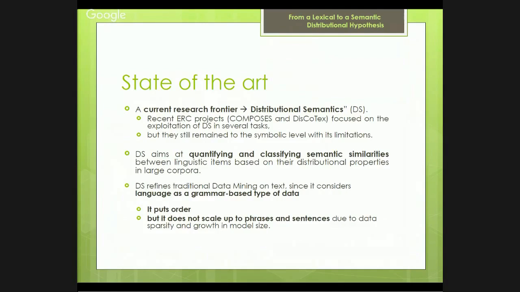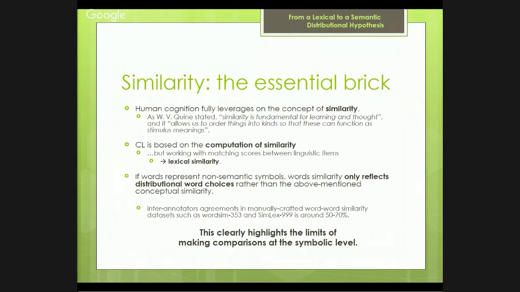Just a brief overview: distributional semantics is actually a kind of distributional analysis, a kind of data mining task where language is seen as a grammar-based type of data, so it puts order, but also it does not scale with the length of sentences and phrases, for instance. It produces matrices and tensors which are sparse, and that is a problem from a distributional analysis point of view.